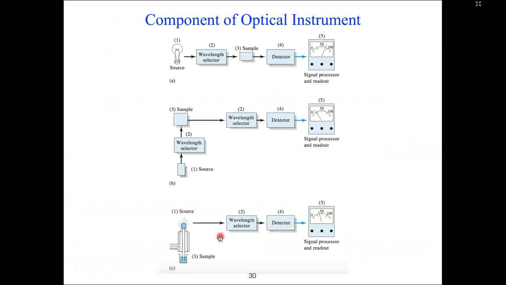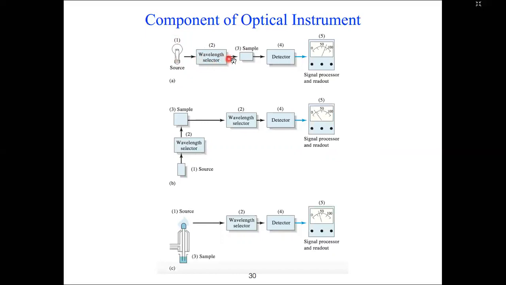So those 5 components can be arranged in several ways. Here are 3 ways it is shown they can be arranged. Okay, so the first one is you have source. From that source you get the wavelength of several ranges. Then you put the wavelength selector where you select only certain wavelength of energy.